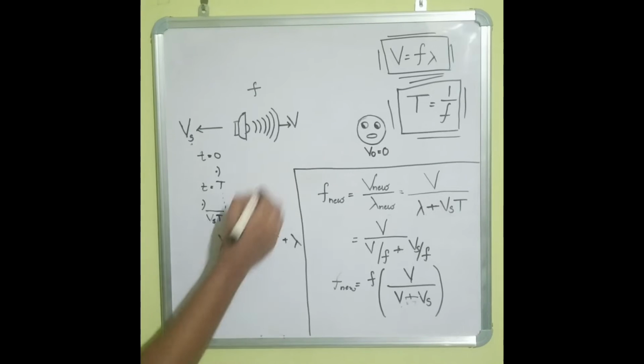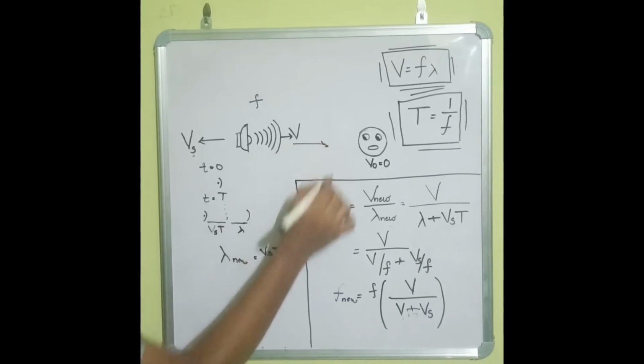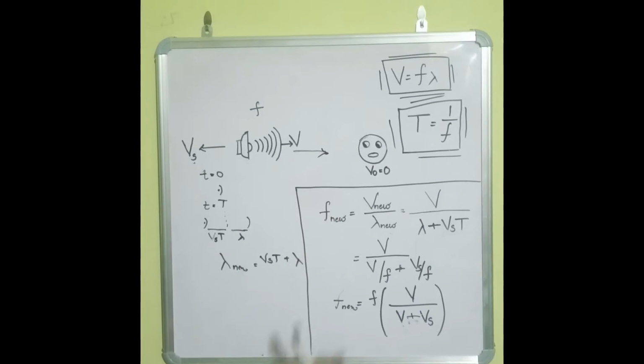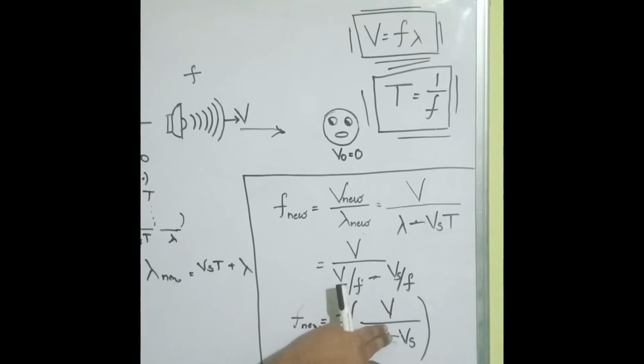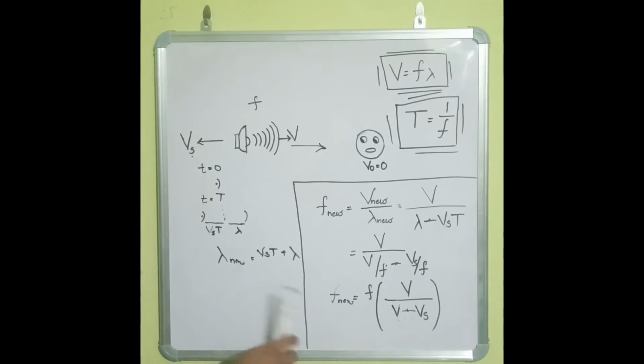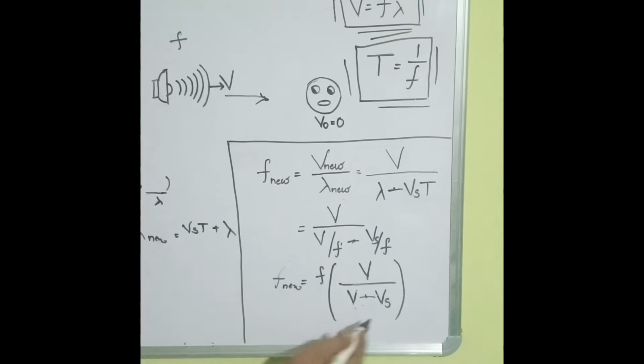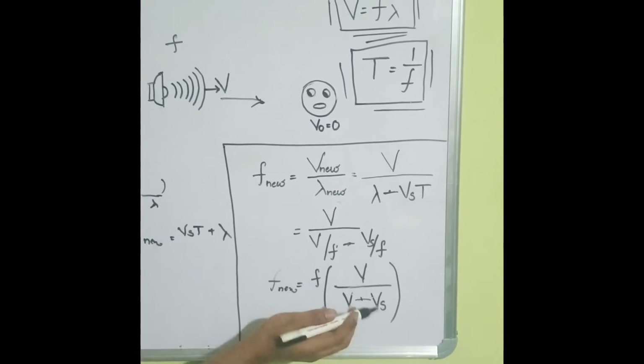What if the source is moving towards the observer? No problem. Just change the sign from plus to minus. Here you should not confuse this with the first case. The change of signs in this case is opposite from the first case.